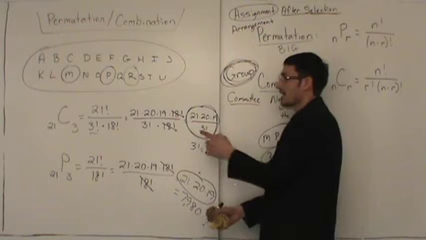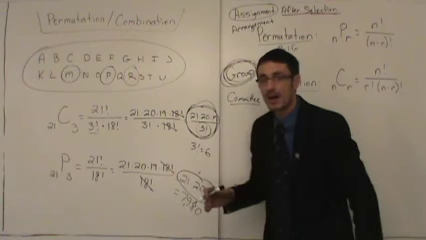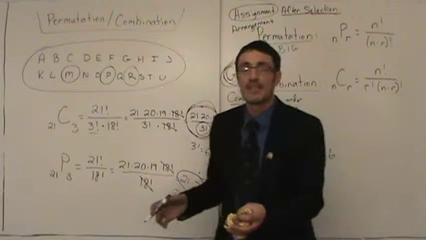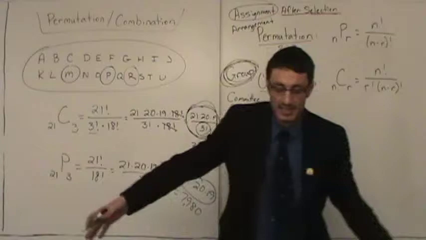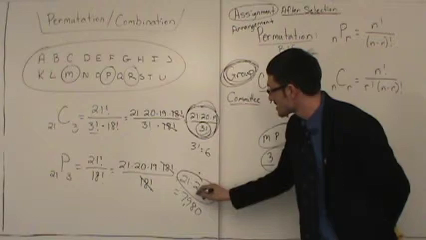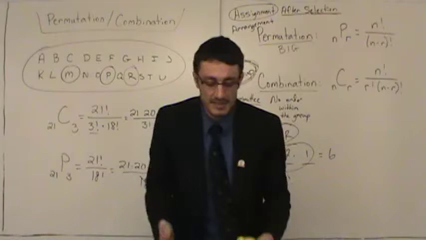What's happening? In combination, you're dividing out the possible arrangements within the group. Meaning that dividing by the 3 factorial means that it does not matter whether Michael Jordan is first, the president is second, and Russell Wilson is third. It does not matter how they're standing. But when you do not divide out the 3 factorial and you just have 21 times 20 times 19, now all of a sudden it matters where they're standing. First place, second place, and third place, there's assignment of position.